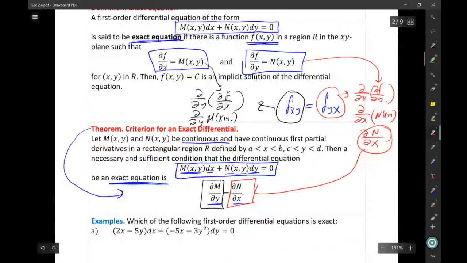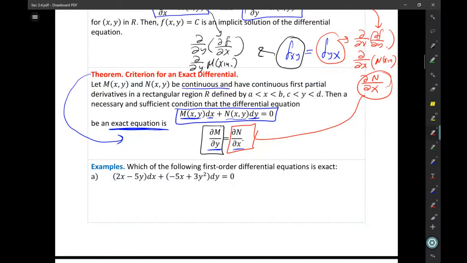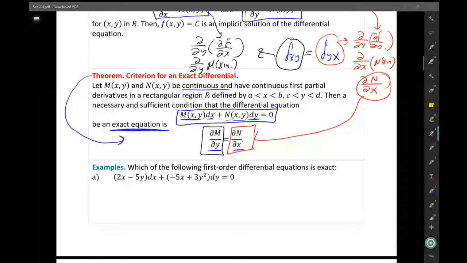So from now on, to check whether your differential equation, written in the form M of x y times dx plus N of x y times dy equals 0, is exact, just derive M with respect to y. M is the part multiplied by dx. And derive N with respect to x, which is the part multiplied by dy. If they are equal, then it is an exact differential equation. Is it clear up to now? Everything is okay?